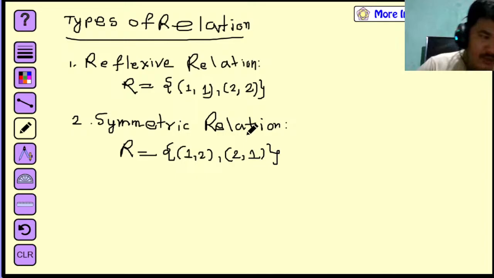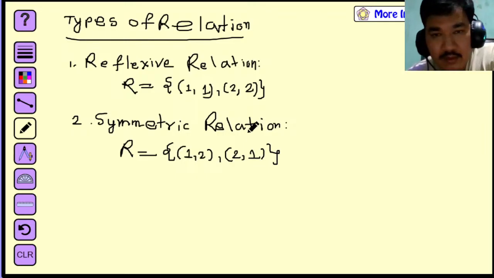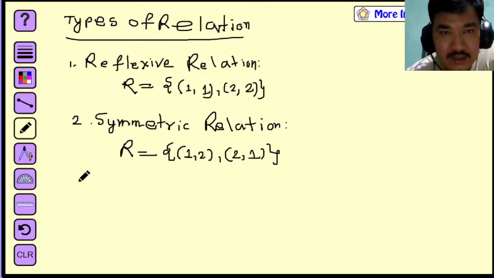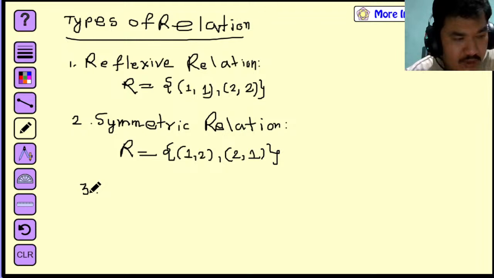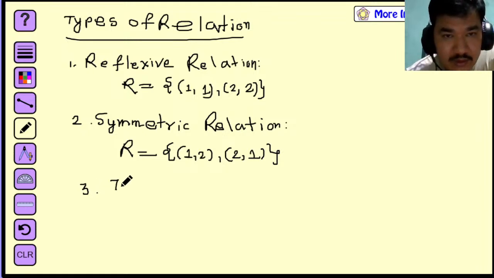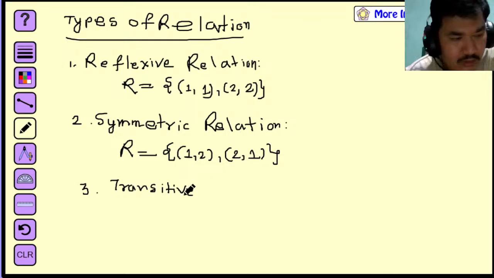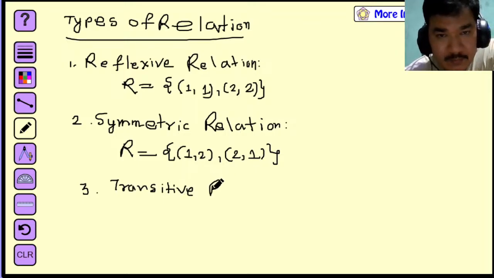Like this you have to write it. Here is the first (1, 2), ending in 2, and here it starts with 2 and ends with 1. Here the start was 1. This is symmetric relation. And number three is transitive relation. So what is the meaning of transitive relation?